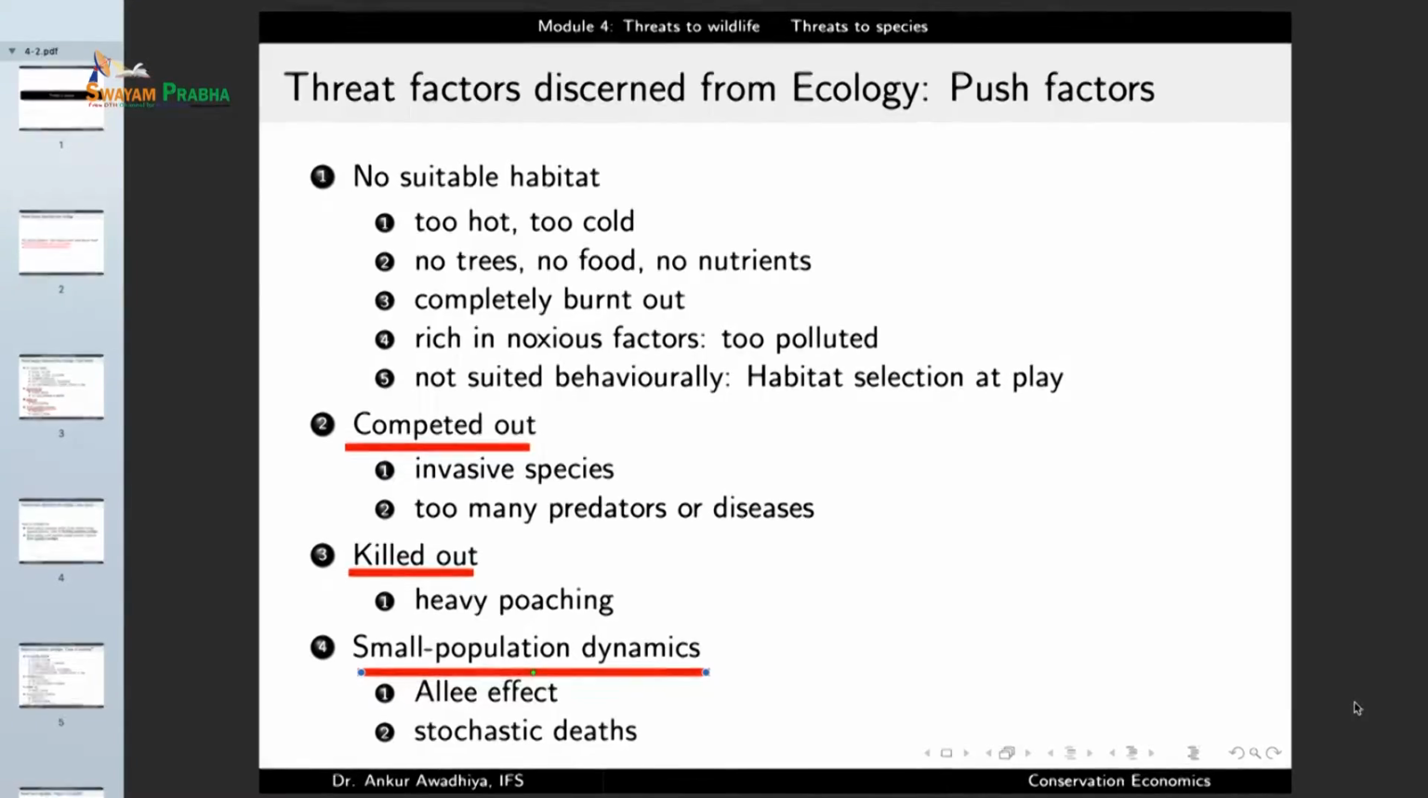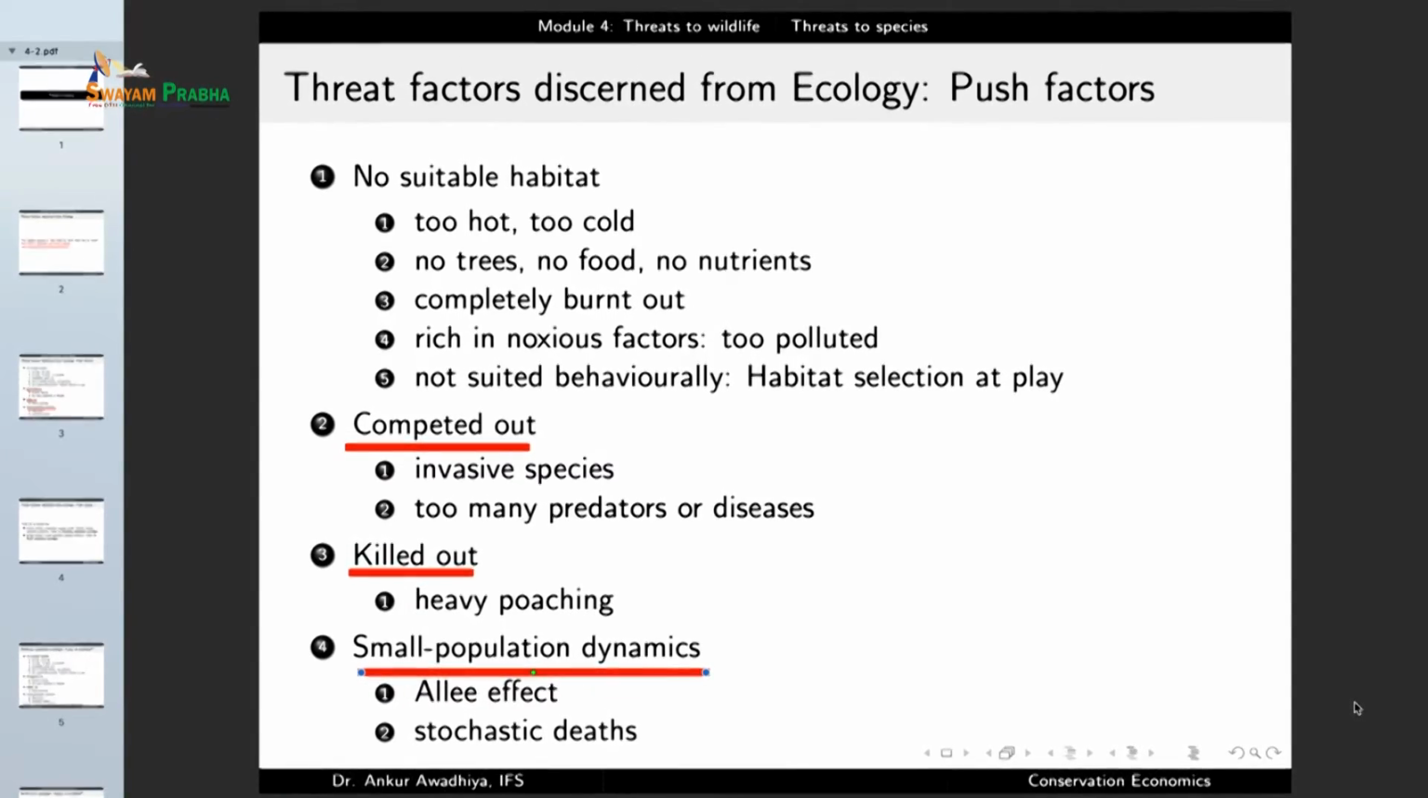Now, if the pack size reduces to such an extent that you only have a few wolves, these wolves will not be able to hunt in an efficient manner. And in that case, this would start acting as a push factor for this small pack of wolves. So this is known as the Allee effect. Or you could have stochastic deaths.